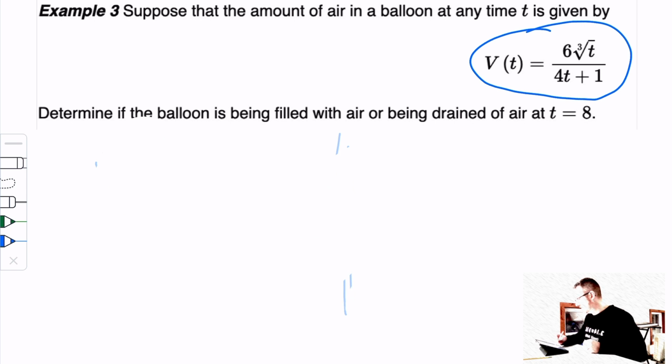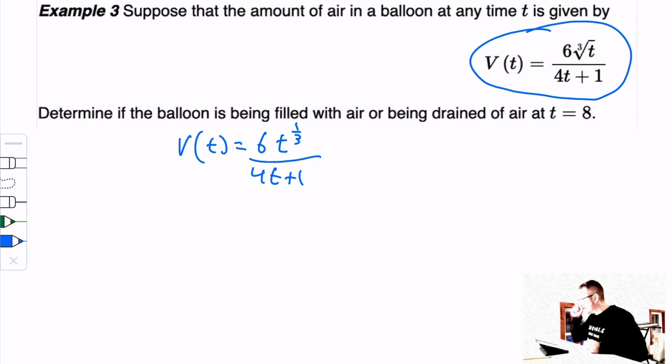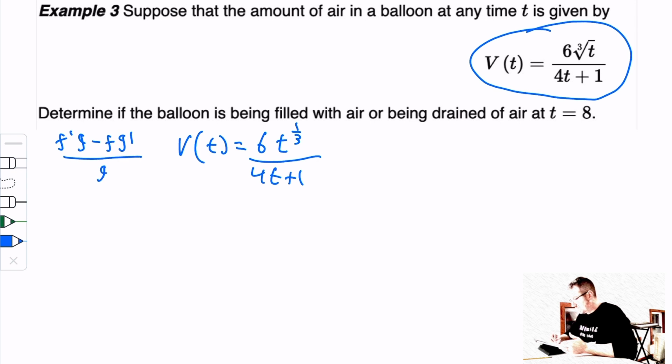Okay, here we go. So let me rewrite this. V of t equals 6 times the cube root of t all over 4t plus 1. One thing I have not encouraged you to do yet, that maybe it would be helpful if you did, is off to the side, just write down what f prime and g prime happen to be. And you can even write down the whole quotient rule if you want.